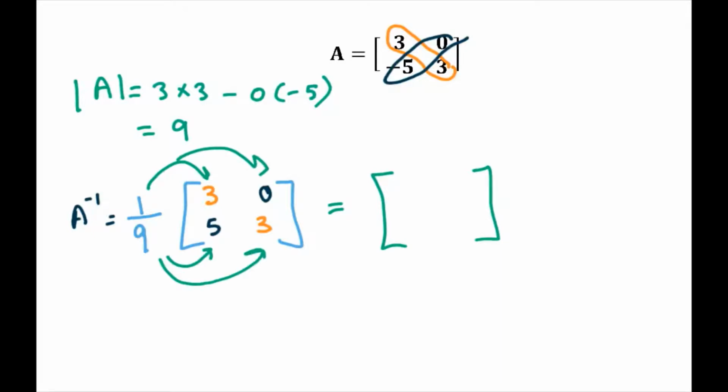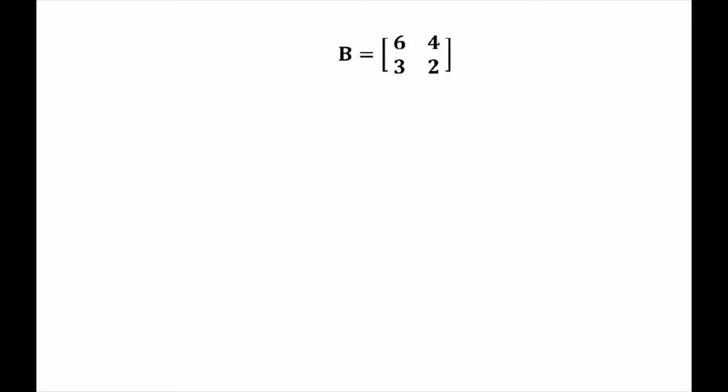3 times 1 over 9 is 1 over 3. 0 times 1 over 9 is 0. 5 over 9. And 3 times 1 over 9 is 1/3. Let's try to find the inverse here. So the determinant: 6 times 2 minus 4 times 3.